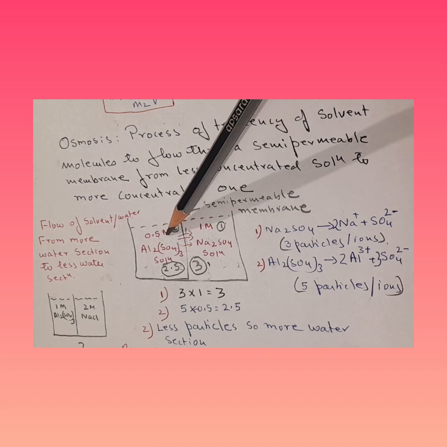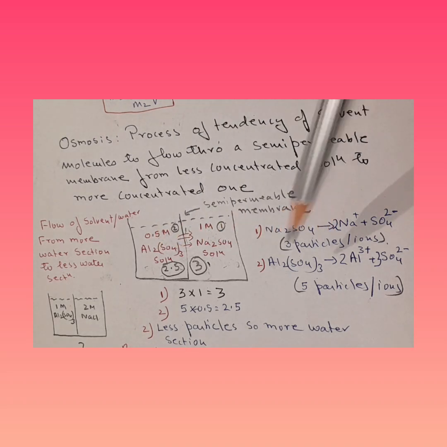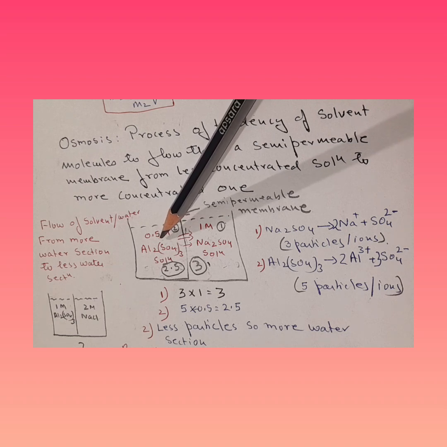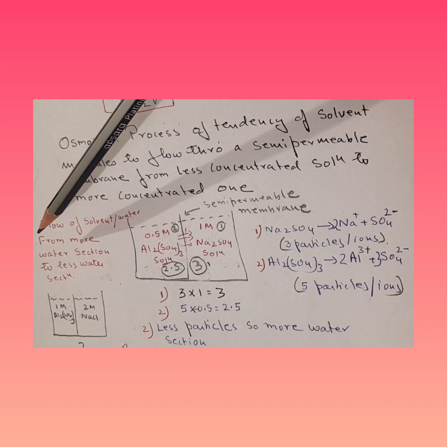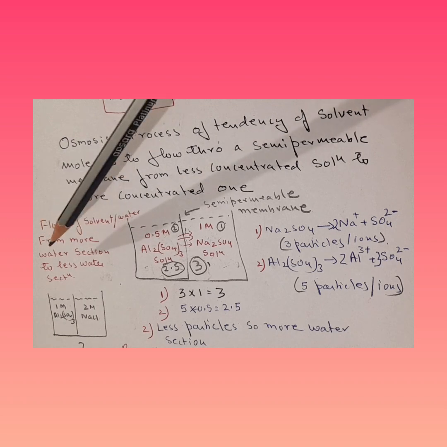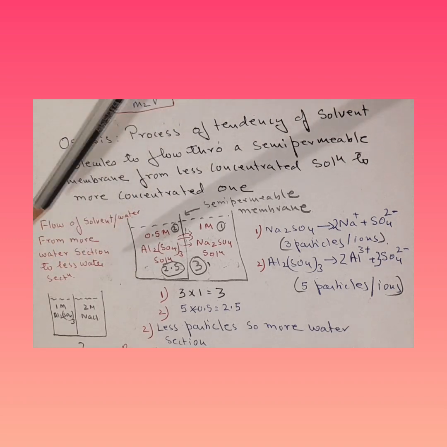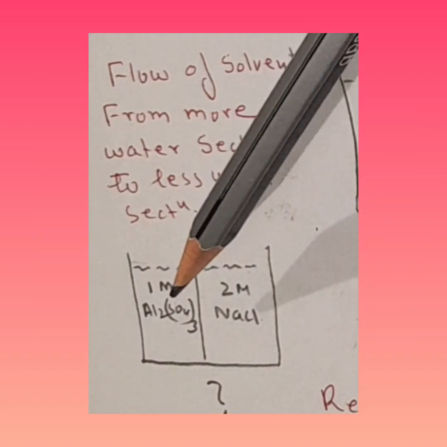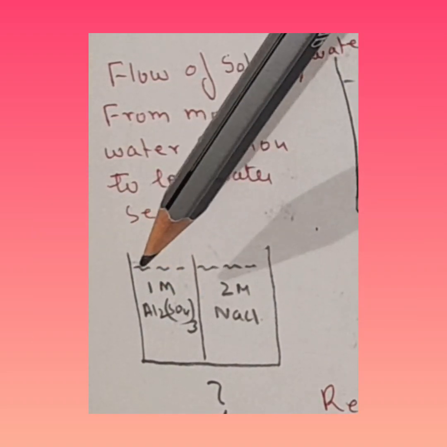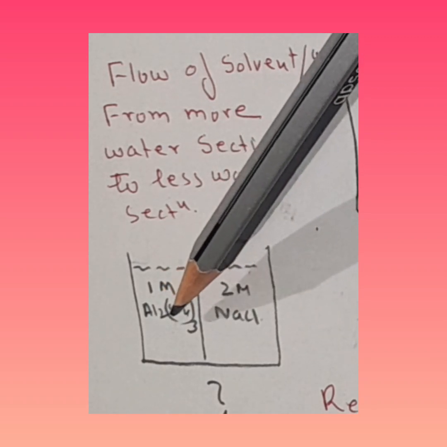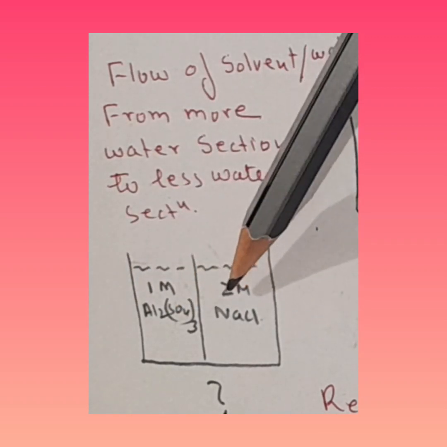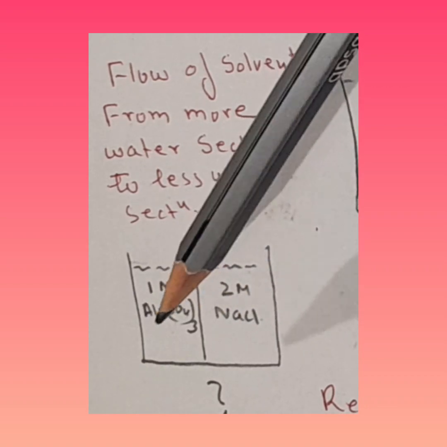But no, it has to be calculated this way: particles, and then multiply with the concentration. Okay, the best way to keep in mind is from the more water section to the less water section. That is what osmosis is. Now this is an example for you all, so you have to solve it out. 1 molar aluminum sulfate, Al2(SO4)3, and this compartment has 2 molar sodium chloride. How would water flow?